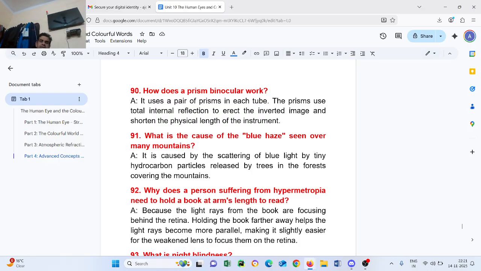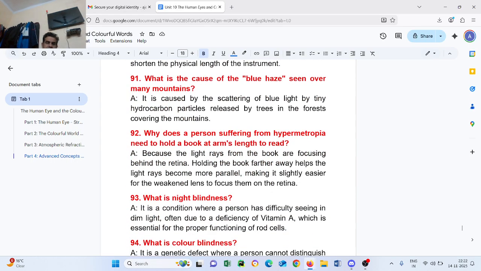Question number 92. Why does a person suffering from hypermetropia need to hold a book at arm's length to read? Because the light rays from the book are focused behind the retina. Holding the book further away helps the light rays become more parallel, making it slightly easier for the weakened lens to focus them on the retina.